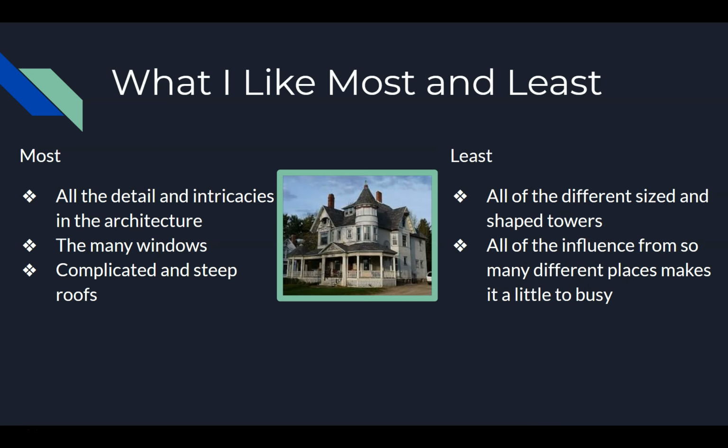What I like most and least: I love all the detail and intricacies in the architecture, the windows, the complicated and steep roofs. I think it gives the house a really nice look. What I don't like is when the houses tend to have different shaped and sized towers, it tends to look really busy and doesn't really go together. And because of all the influence from different places, it can tend to be a little too much, which I don't love.